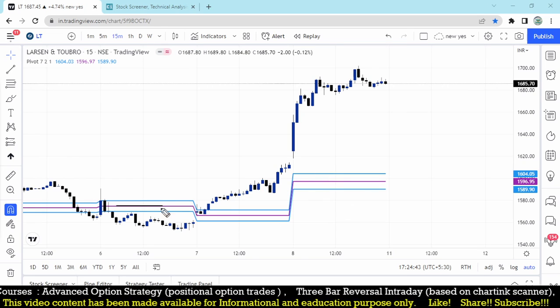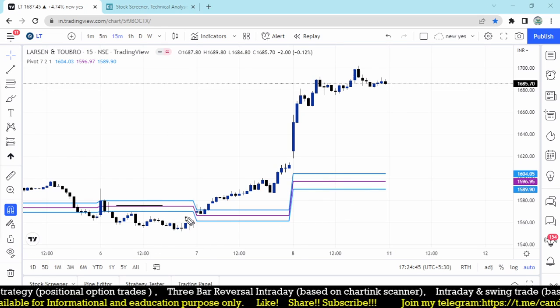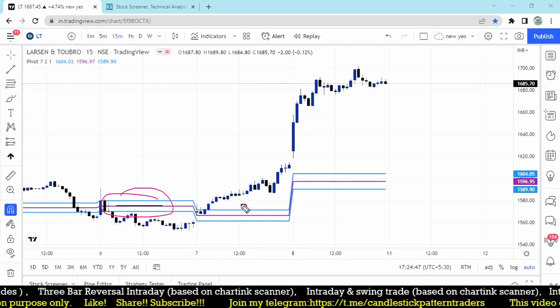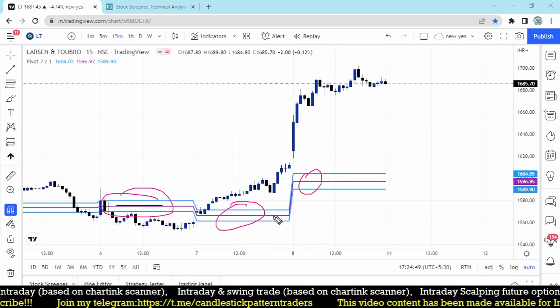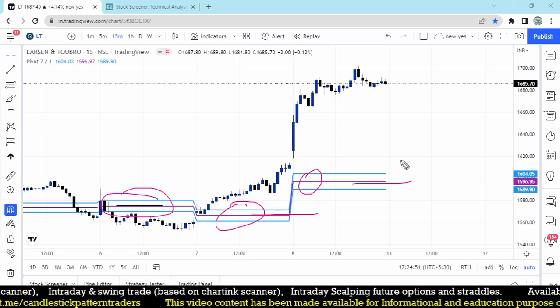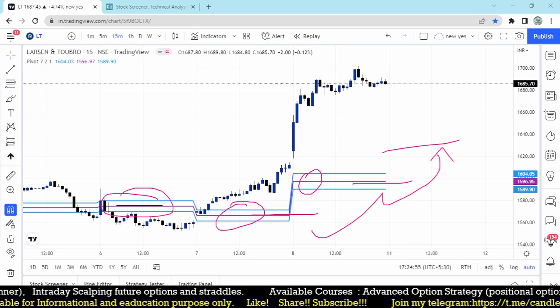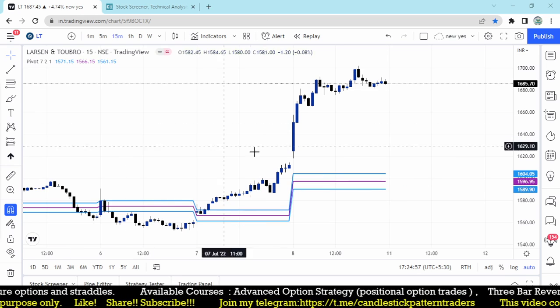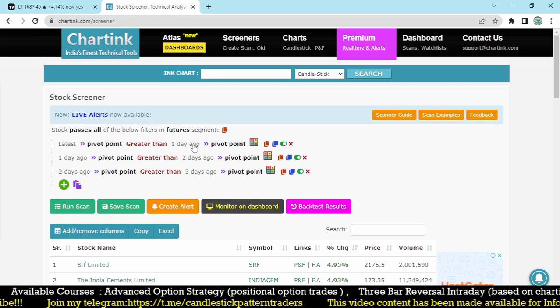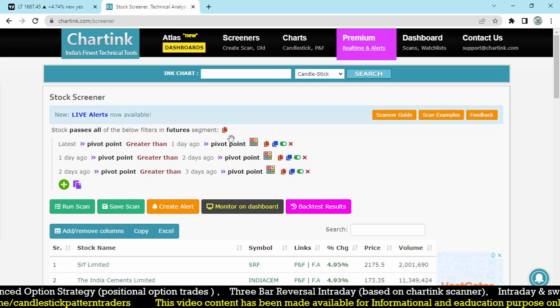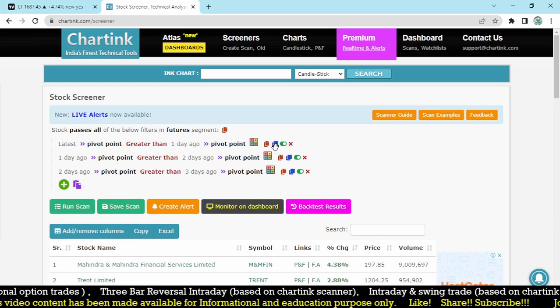Well, I am checking here. This pivot is higher, but the next one is lower, and the next one is higher. So I'm expecting 3 consecutive pivots to be higher than the previous one. With such a stock, if you find there is bullishness, you may be finding buying opportunities on the trade. So let me run it.